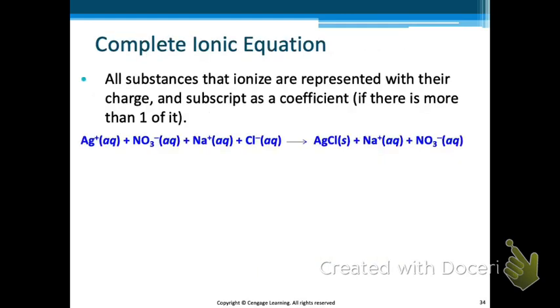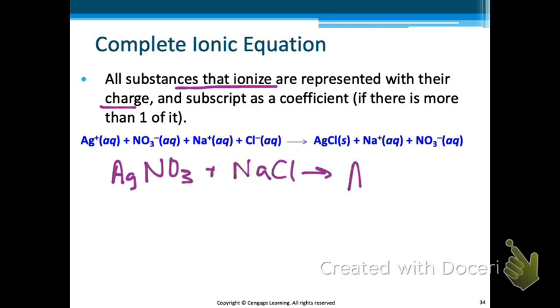But we're going to move into something called the complete ionic equation. The complete ionic equation tells us what happens if everything is dissolved and ionized. So this is when we write the equation showing everything that has ionized, represented with their charge and with their subscript as a coefficient. In that last example, the very first formula equation was AgNO3 plus NaCl yields AgCl plus NaNO3.